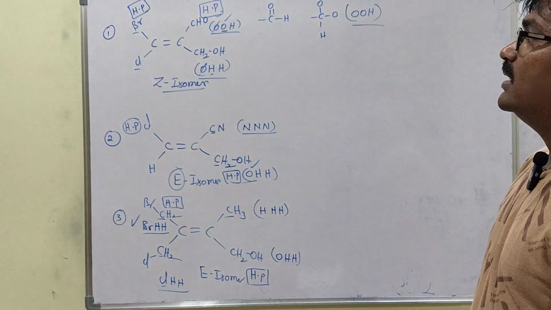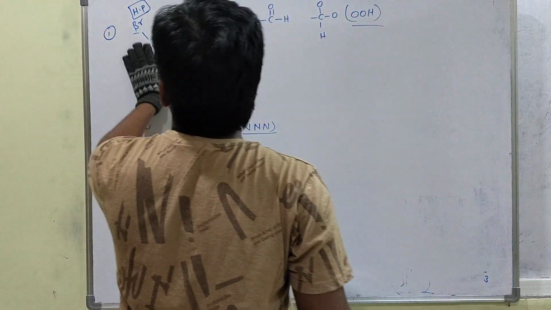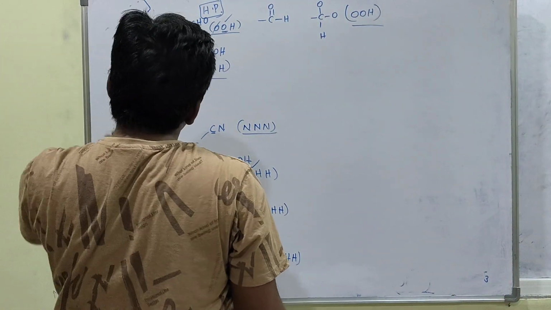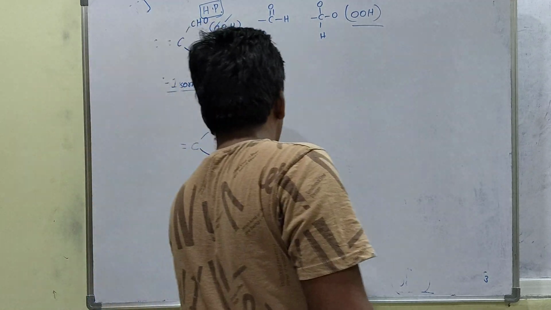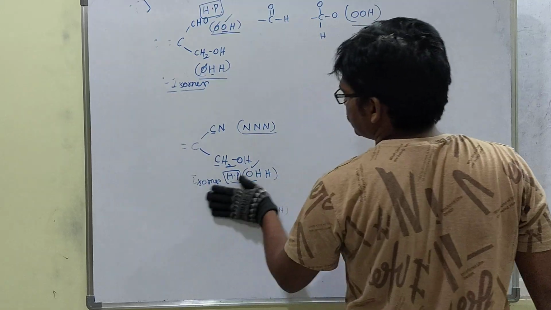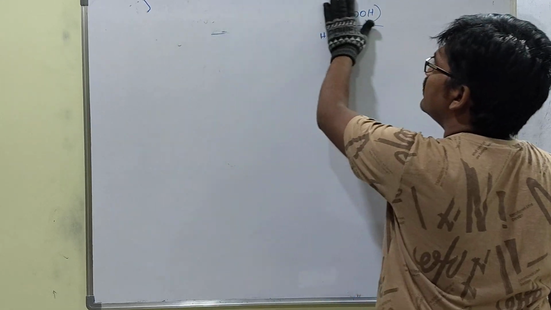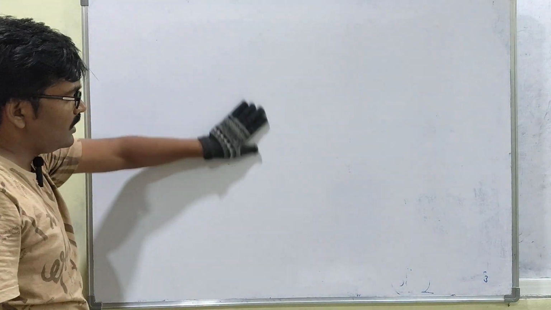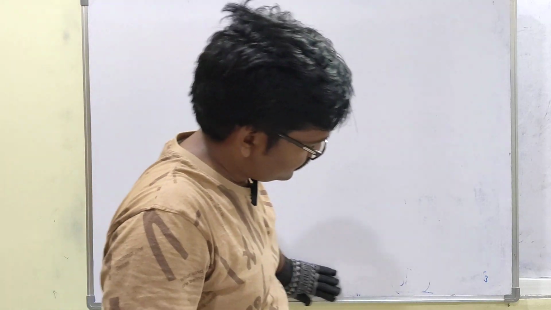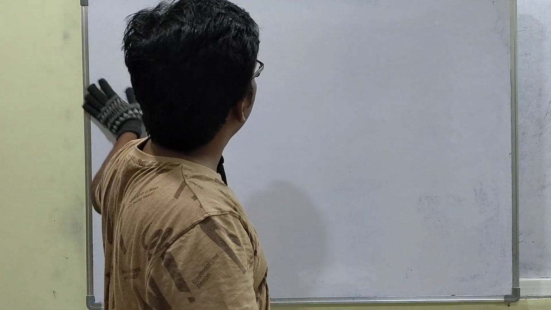So these can exhibit E and Z isomerism. The priority order can be explained by which rules? CIP rules. CIP is nothing but Cahn-Ingold-Prelog rules. So according to the rules, you have to identify which is the higher priority and which is the lower priority. If higher priority groups are on the same side, then we call it the Z isomer. If higher priority groups are on opposite sides, then we call it the trans isomer.